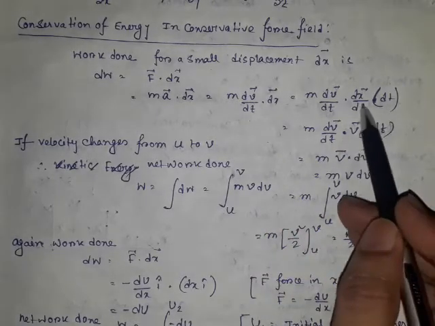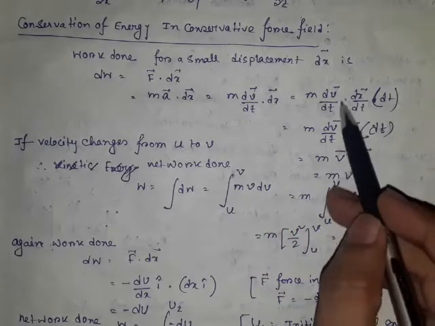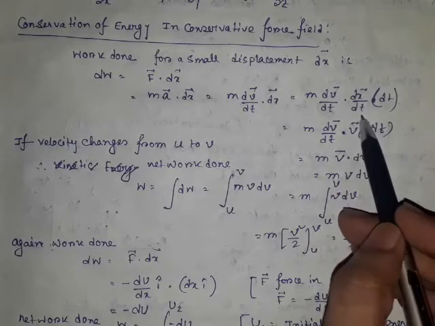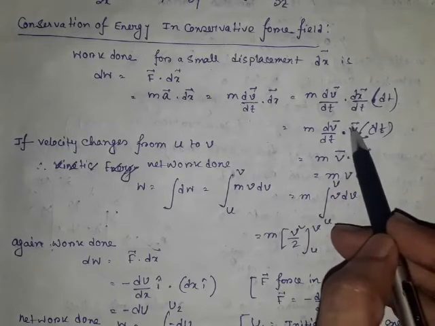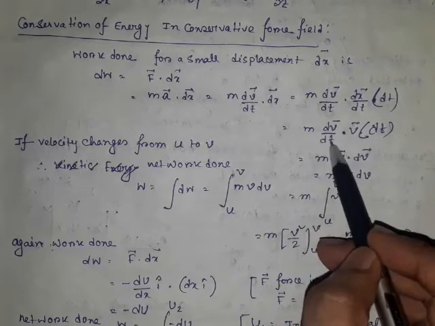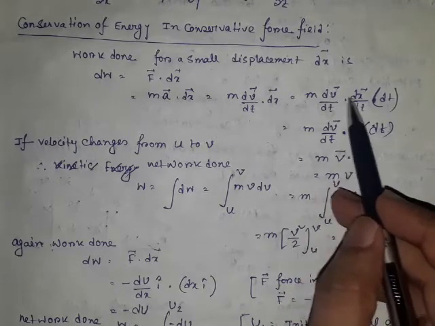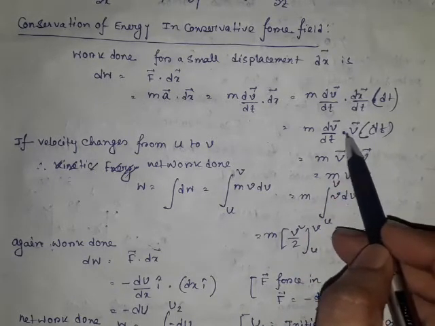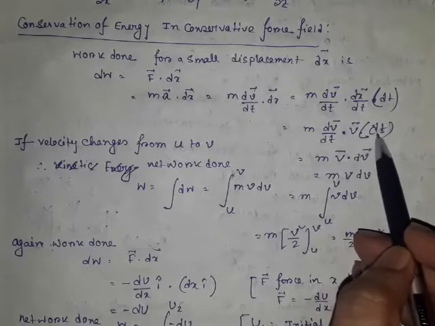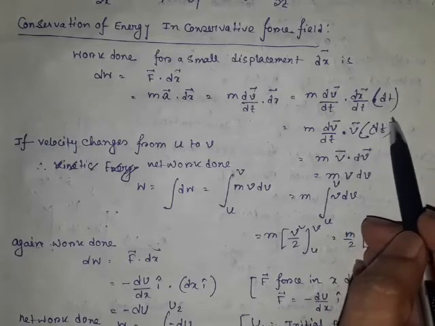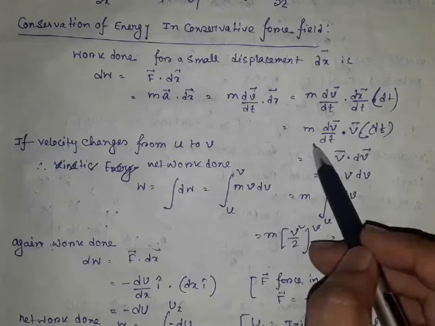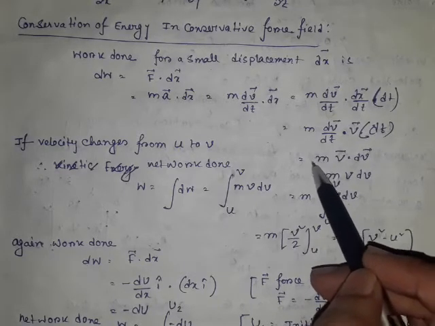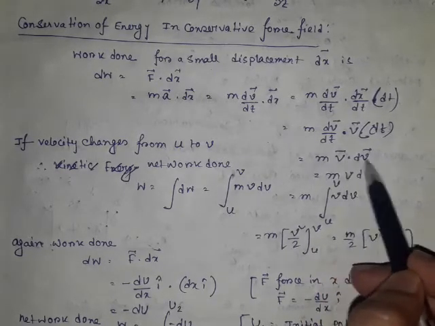Now from this term, dx/dt, displacement divided by time, is our velocity. So m into dv/dt was already there, and dx/dt is your v, dot v multiplied by dt. Again you can cancel this dt with this dt. So your final expression will be m v dot dv.